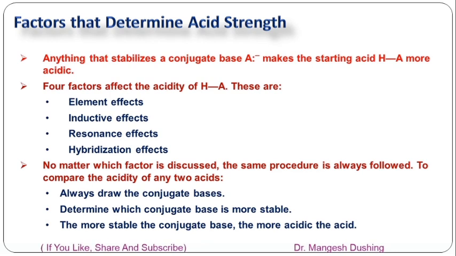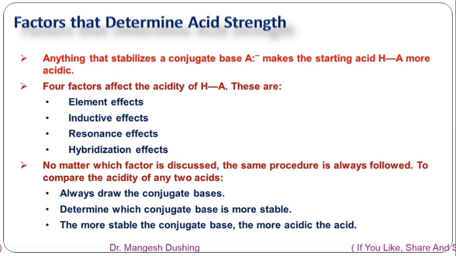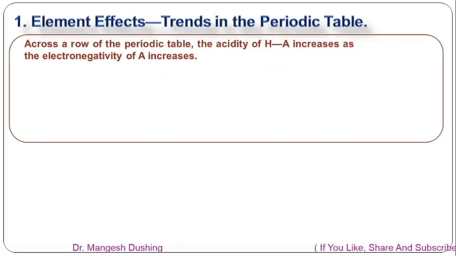So first of all, while comparing the acidity of two organic acids, you should be able to write the conjugate base of that acid, as well as represent the stability of that conjugate base by using the structural effects like element effects, inductive effect, resonance effects or hybridization effect. Now we will see one by one. First is element effect, the trends in the periodic table.